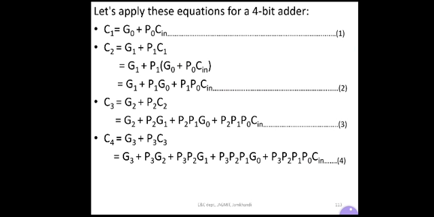So based on this you can apply those equations to calculate C1, C2, C3 and C4. Now C1 is equal to G0 plus P0 into Cin. Observe the previous equation.